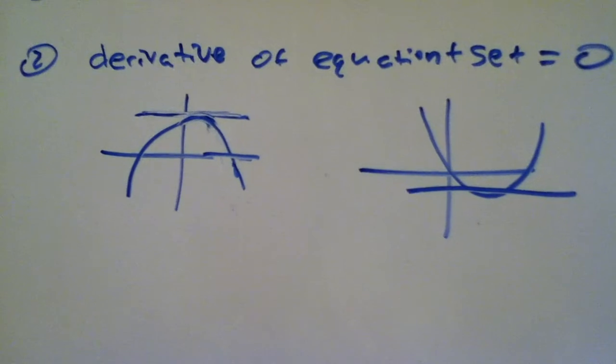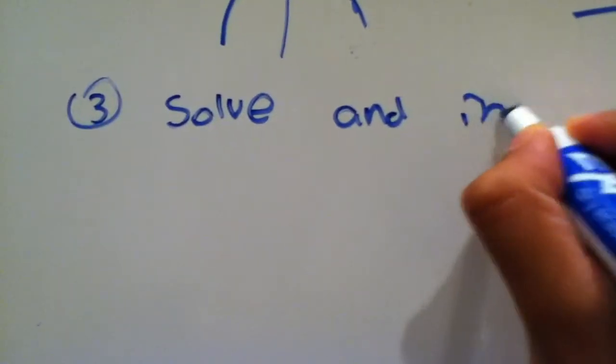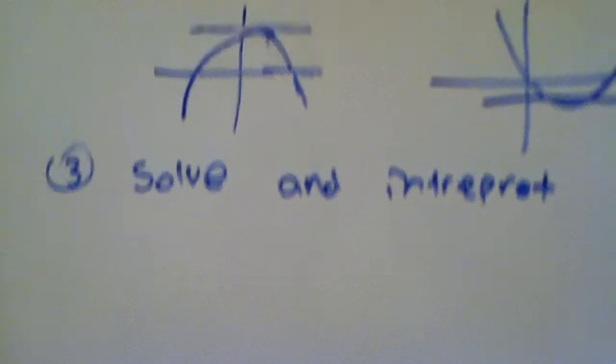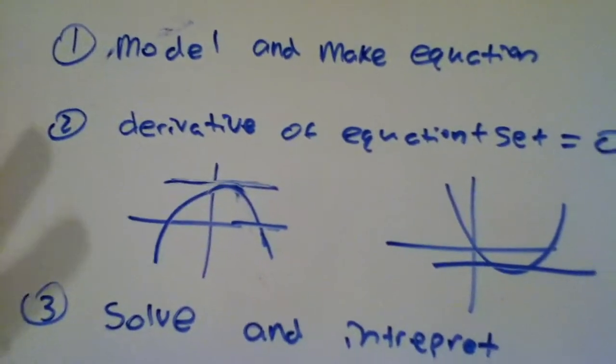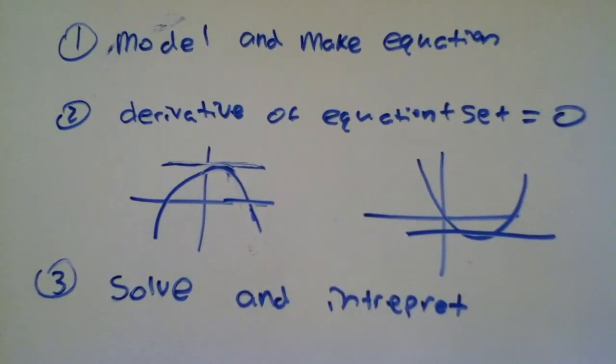And the third step is to solve and interpret your results. So these are three basic steps: model, take the derivative, and then solve. So let's start with an example.